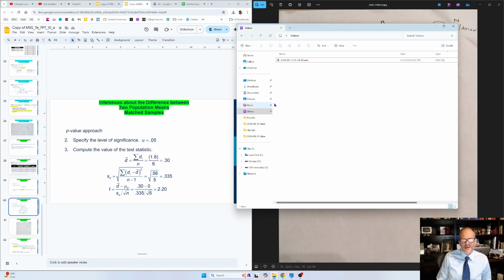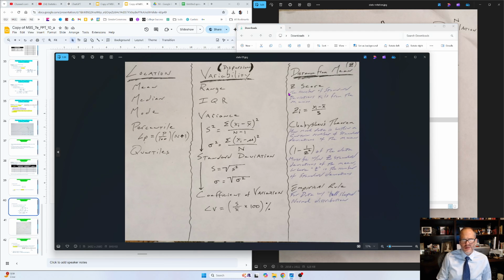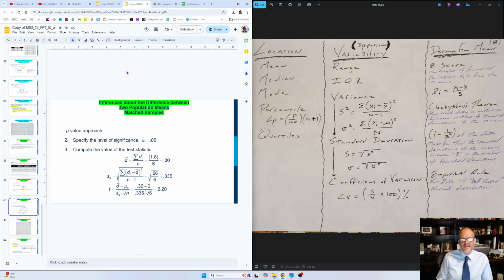Here, let me open it back up. Downloads, and it's going to be like that one. There we go. And we'll put it over on the right. There we go. Put this one on the left.